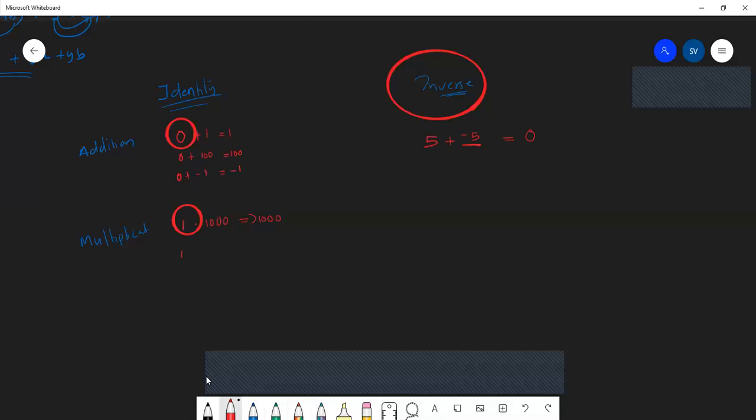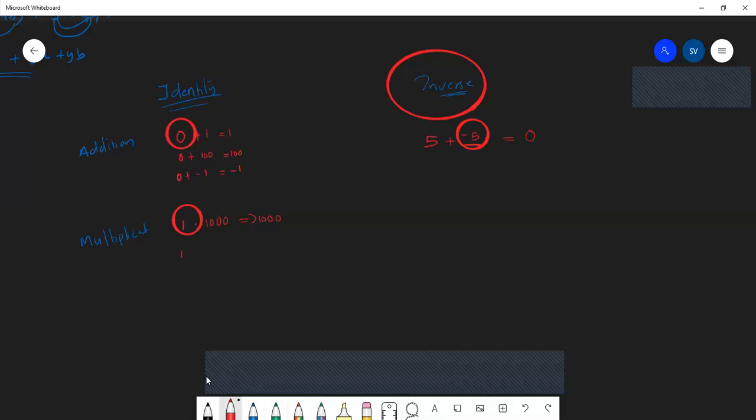So 5 plus -5 is 0. This 0 represents the additive identity. So 5 plus -5 is 0. So this -5 is called the additive inverse of this number 5. That is what explains the additive inverse. Now we can look into the multiplicative inverse.